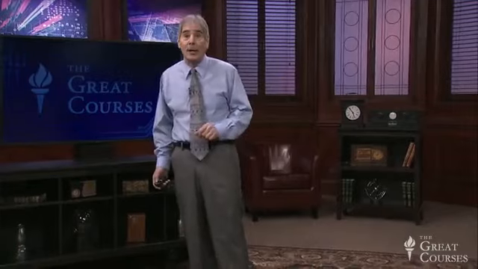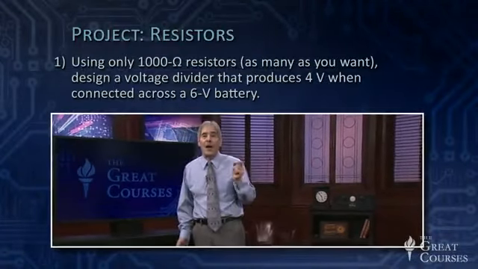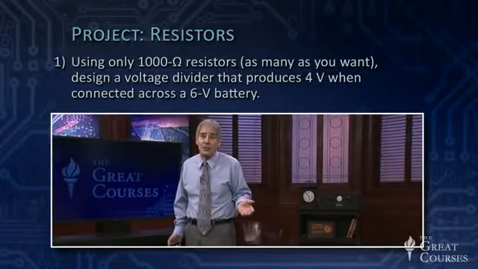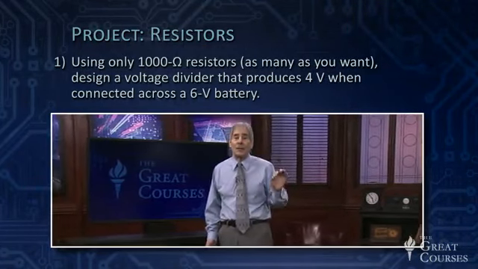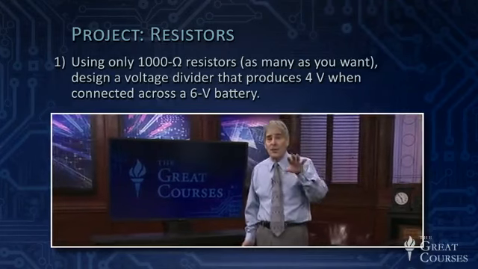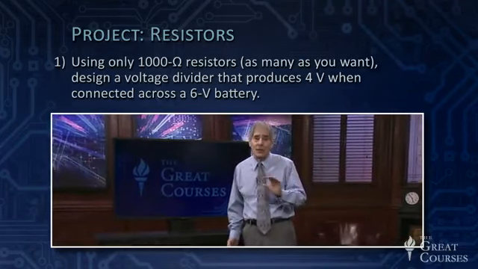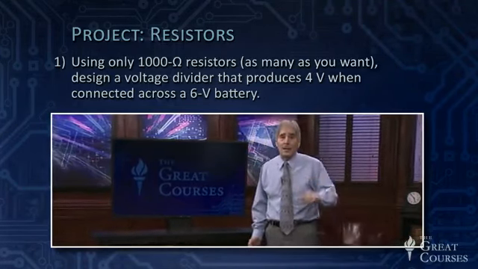Before we go on to another lecture, though, if you're interested, there's a project associated with this one that you can do separately. I'm going to ask you to use only 1,000 ohm resistors, but you have as many as you want. Design a voltage divider that produces 4 volts when connected across a 6-volt battery. And we'll actually use this particular project circuit in the next lecture, even if you don't do it. I'll describe it.